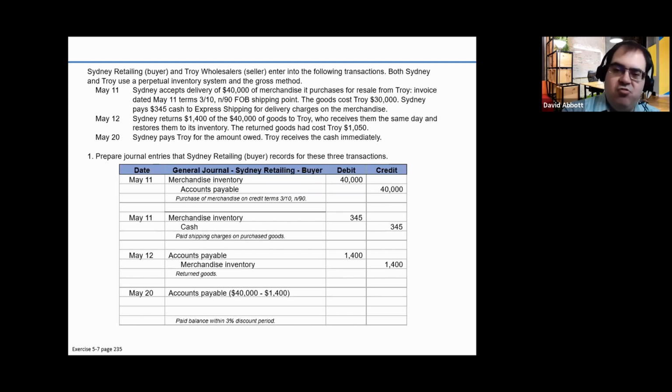Troy receives the cash immediately. So you have accounts payable in the amount of $38,600 because that's now the remaining balance that was due. And then that's a debit, and then credit for the merchandise inventory, $1,158, because $1,158 is the discount that is taken because we're paying it within 10 days. And then we have cash credit $37,442 because that now is what we're actually paying.